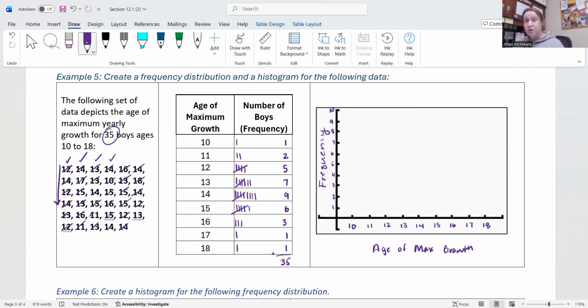Okay, so here's what you do. You just build bars, okay? So at age 10, we had one kid have their growth spurt, so we want to draw a bar that goes up one frequency. At 11, we had two kids have a growth spurt. So for 11, we want the bar to go up to a frequency of 2.